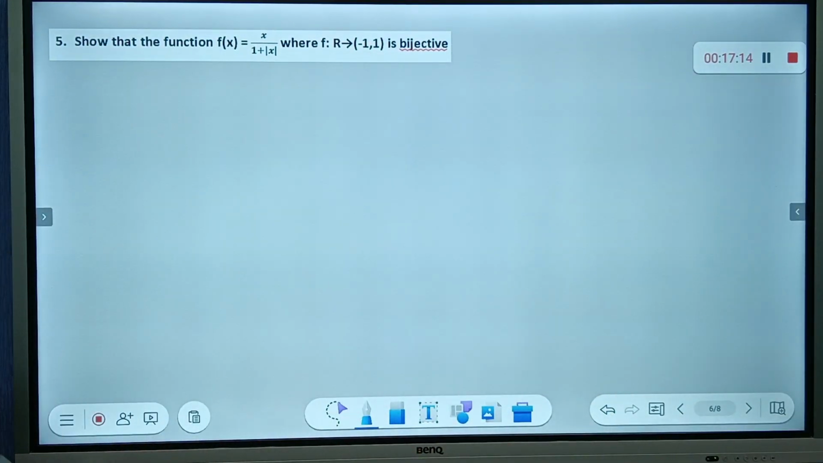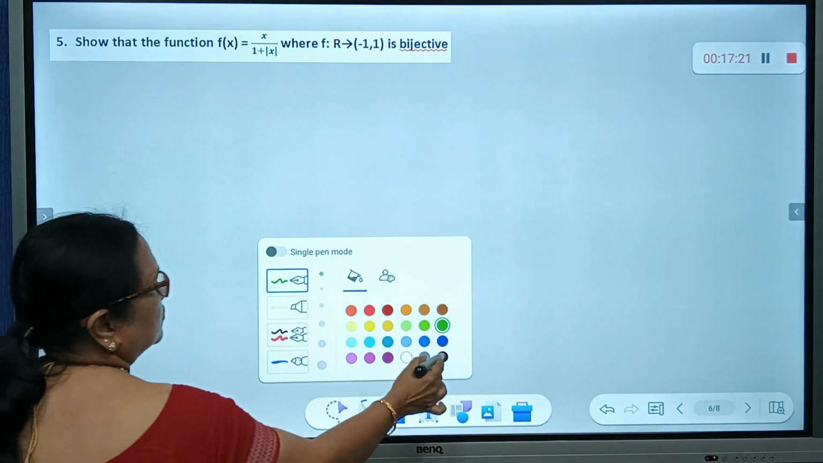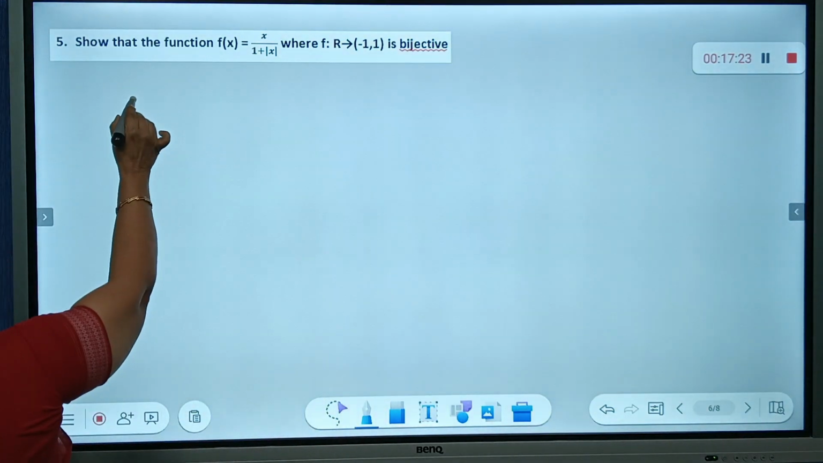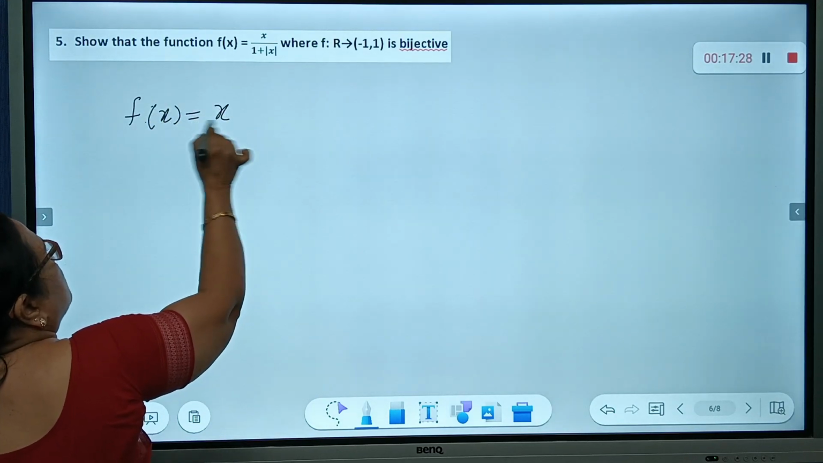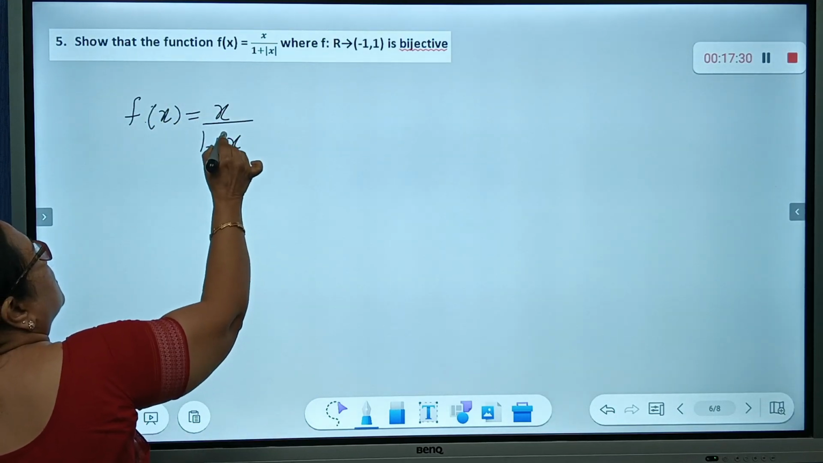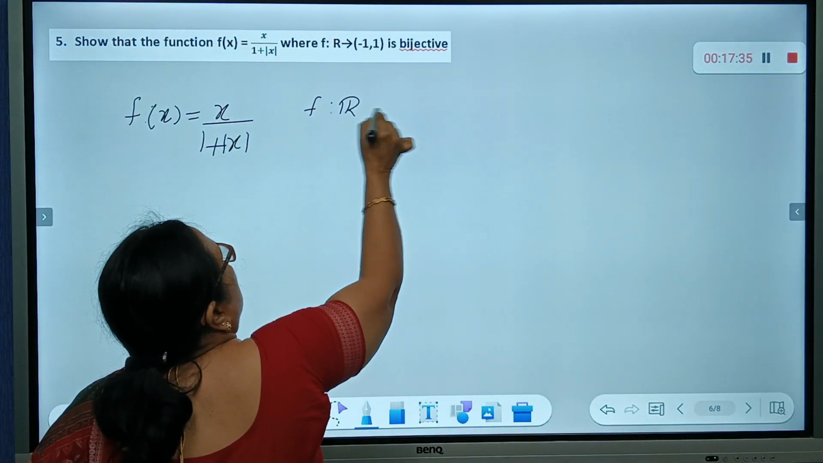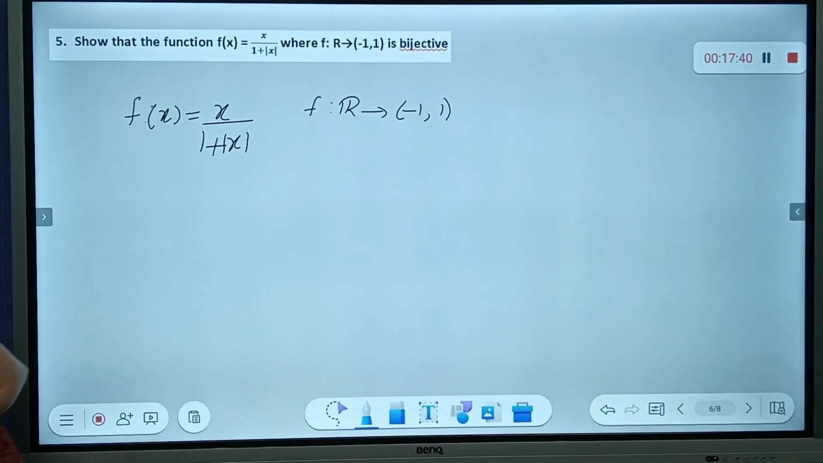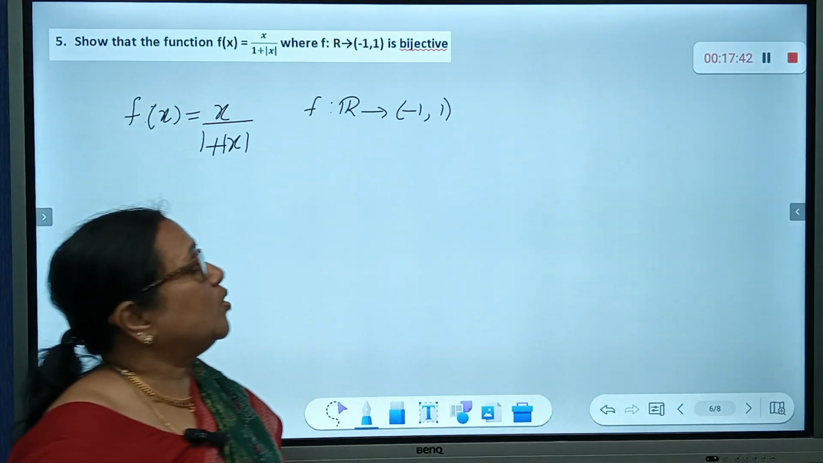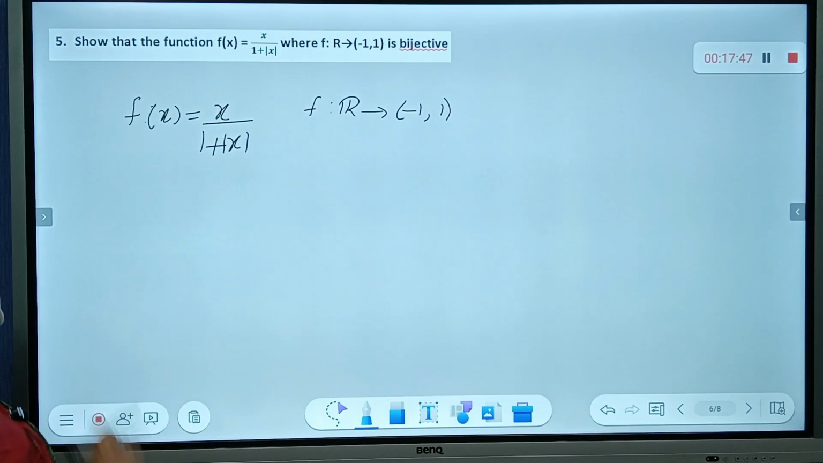Now look at this problem. Show that the function f of x equal to x by 1 plus mod x, where f goes from R to minus 1 comma 1. Minus 1 comma 1 means what? Minus 1 less than x less than 1. We have to check whether it is bijective.